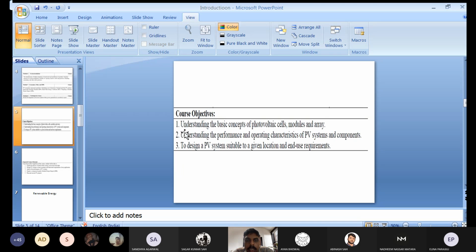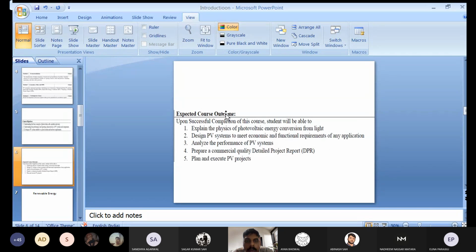The course objective we have already studied: understanding the basic concept of solar PV, understanding the performance and operating characteristics, to design the solar PV. This is the aim of the course. But if you study this course, you are supposed to get some outputs. The expected course output is that you should be in a position to explain the physics of solar PV and conversion from light, design a PV system for economic need as well as energy need, analyze the performance of a PV system, prepare a commercial report on a PV system, plan and execute PV panel projects.